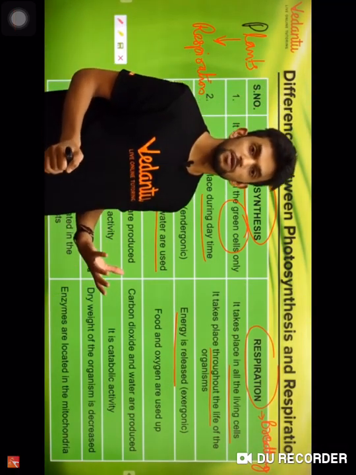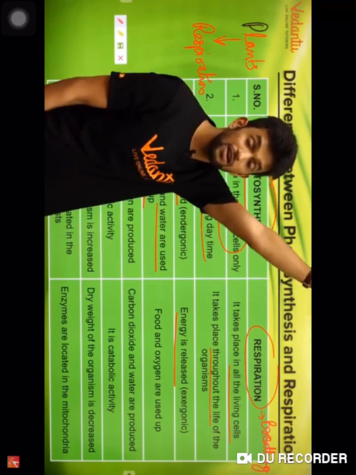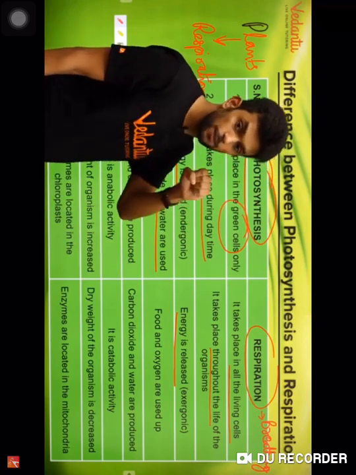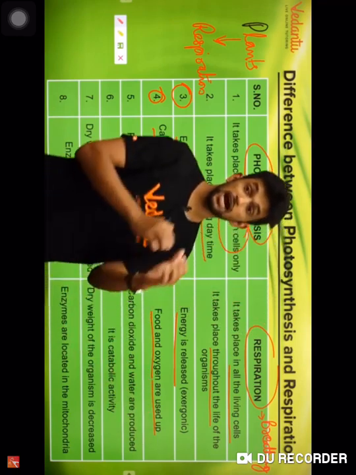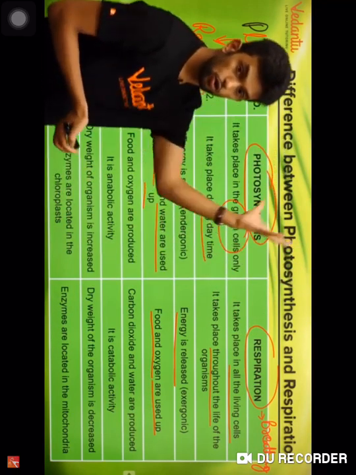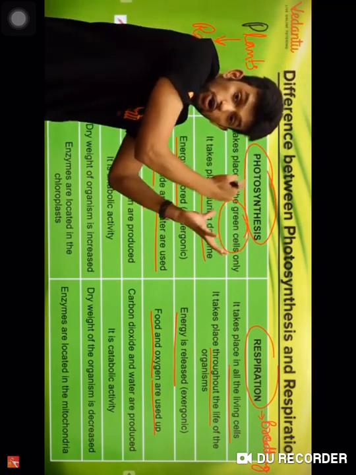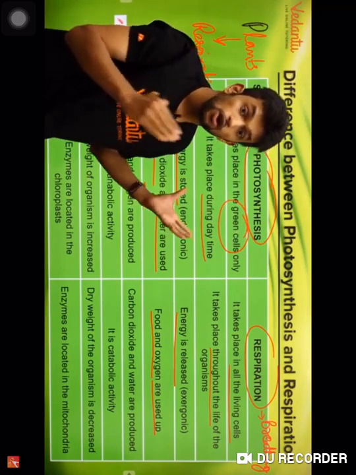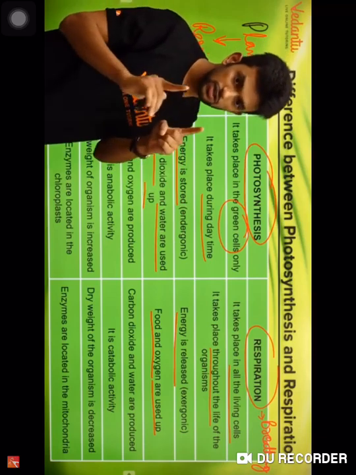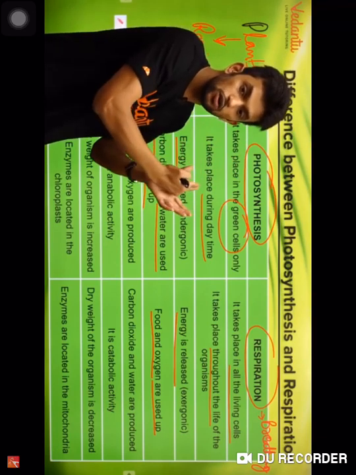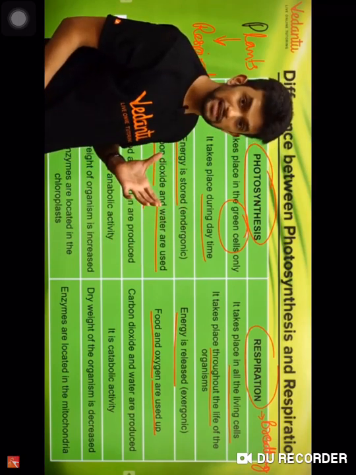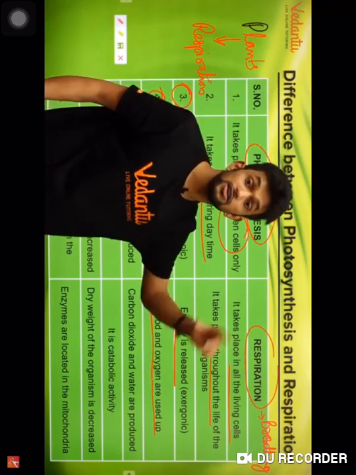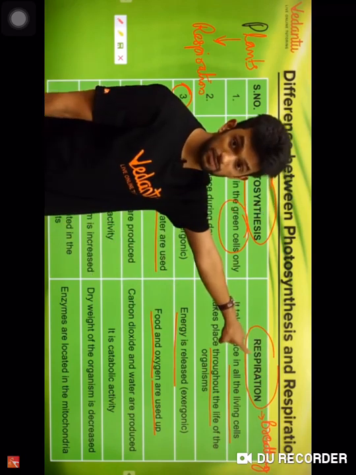Carbon dioxide and water are used up. As we all know, in photosynthesis, what is taken in? Carbon dioxide and water are used up. Whereas what is happening over here? Food and oxygen are used up. Glucose is being broken down using oxygen, and energy is released. So food and oxygen are used up in the process of respiration.